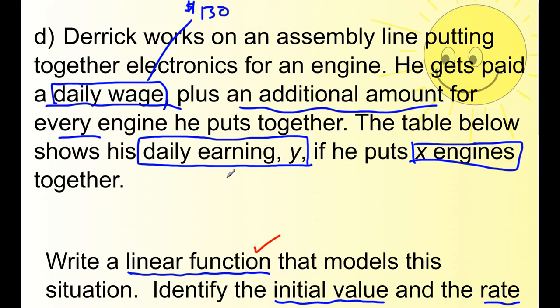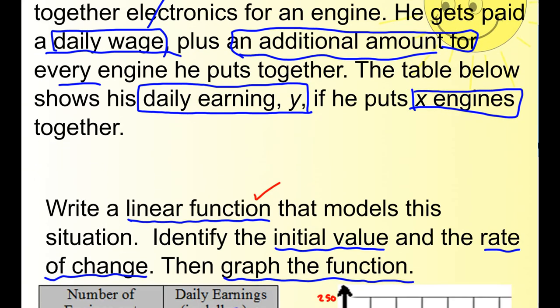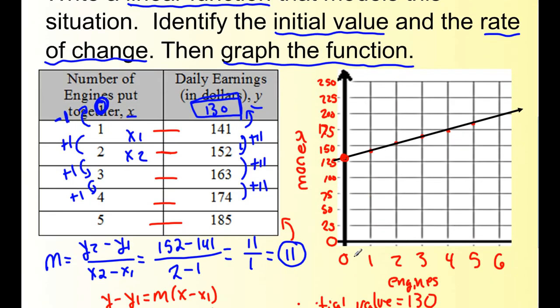Okay? Now he also gets an additional amount for every engine he puts together. How much? Well, let's see. If he puts together one engine, he's getting $11 more. If he puts two engines, he gets $22 more. He puts three engines together, he gets $33 more than just the daily wage. So every engine he puts together, he's making an additional $11. So this 11 is how much money he gets for each engine he puts together.